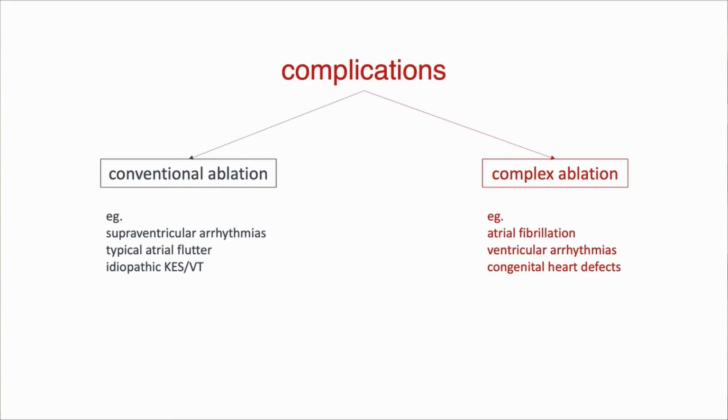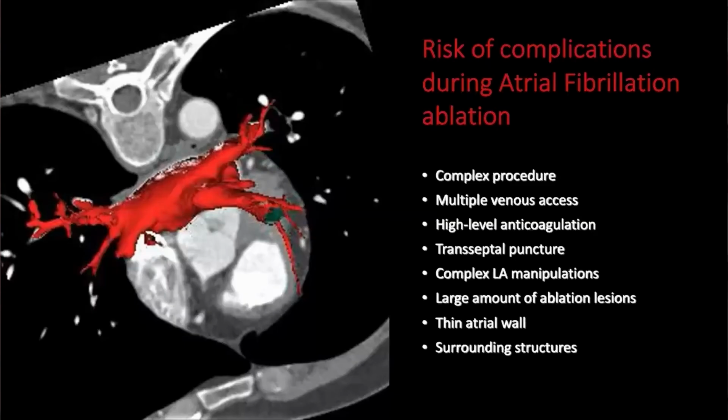Complex ablations. Catheter ablation of atrial fibrillation and ventricular tachycardia is a complex procedure that has a number of steps and requires transseptal puncture, or especially in VT ablations, retrograde access using the femoral artery and multiple manipulations of catheters. Therefore, it is not surprising that the incidence of complications of atrial fibrillation and ventricular tachycardia catheter ablations exceeds the number of complications of conventional ablations.